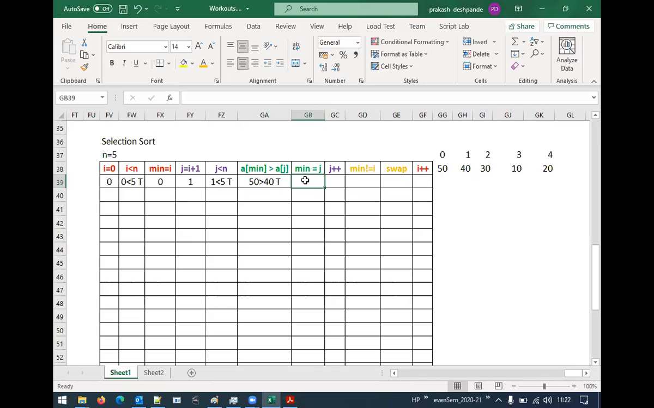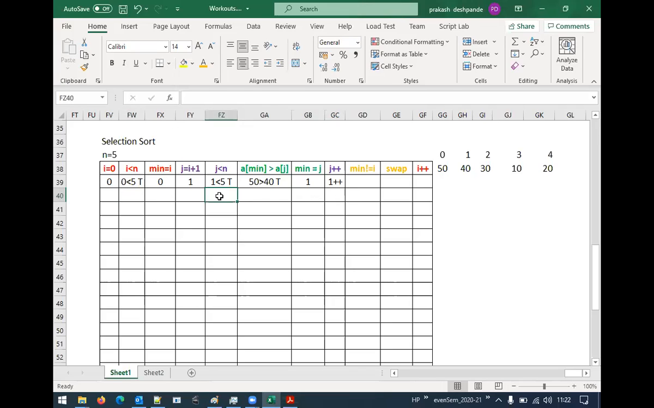What does it say? Update min equal to j. Now, what will be the min value? Whatever j contains. What is the j value? 1. So now min gets updated as 1. Before that it was 0, but now it is updated as 1. Okay. After that, j plus plus, that is 1 plus plus. So now after this, where should I go? Which particular cell should I go to? J less than n. Very good.